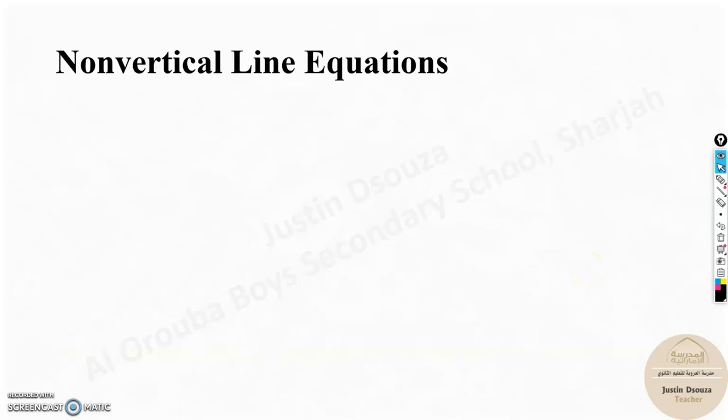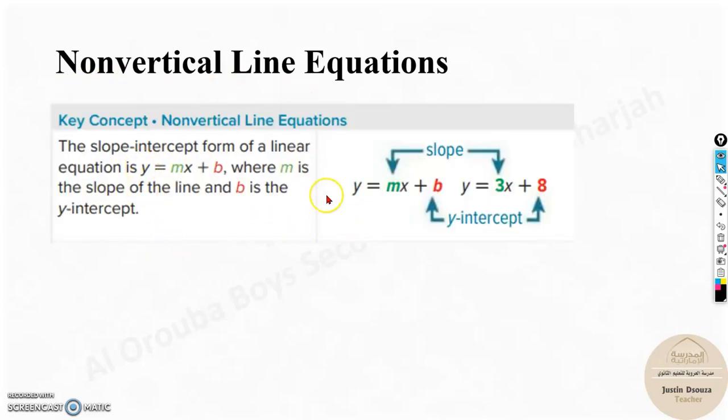Now we will go through the line equations. First, we will go through non-vertical line equations. There are two non-vertical line equations. The first one is slope-intercept form, which we have come across before. That is given by y equals mx plus b. Whenever you have the equation given like this, y equals 3x plus 8, you must understand this is in the slope-intercept form, where y is alone and whatever is the coefficient of x is the slope, and the constant which is added to it is the y-intercept. So this is about it.